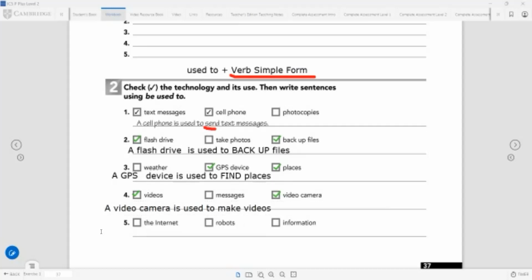Next, in number 5, the technology is the internet, and the use is find information. So you say the internet is used to find information. That would be the answer for number 5. So you can pause the video. You need to pause the video to compare your answers and check your answers.